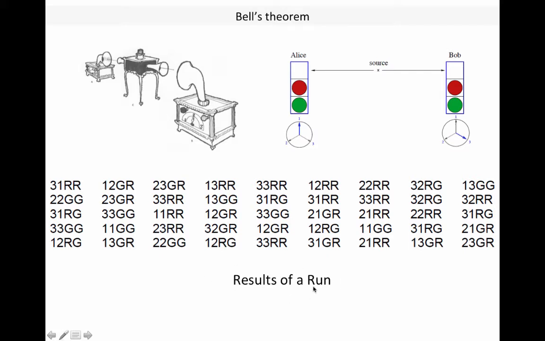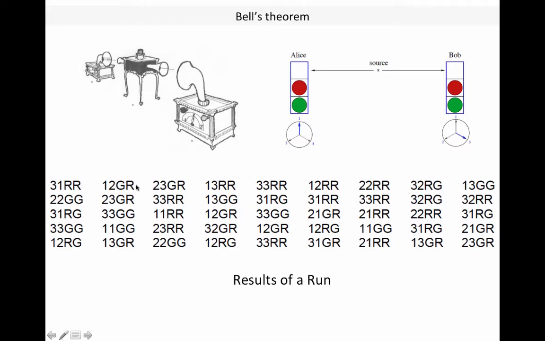So the results of, in this case, 45 separate pairs of particles sent out and detected by Alice and Bob result in 45 results like this. So in the first result, Alice had her detector set to 3 and Bob to 1, and they both flashed red. And in the second one here, Alice set her detector to setting 1, Bob to setting 2, Alice's detector flashed green, Bob's red, and so on.